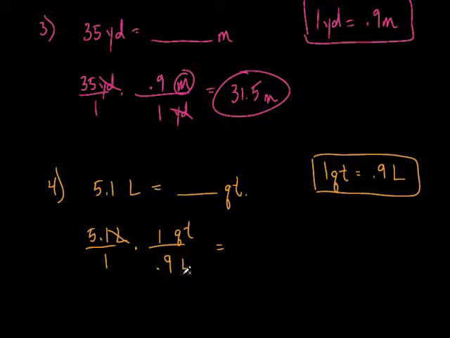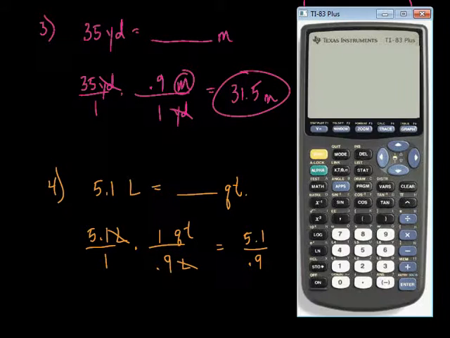Look what happens. The liters cancel out. What am I doing with that 5.1 and that 0.9? Am I multiplying them together this time? No, I'm dividing them. Up here we multiplied because the 0.9 was on the top. Right here we divide because the 0.9 is on the bottom. All right, make sure you know when to do what. So it's 5.1 divided by this time 0.9.